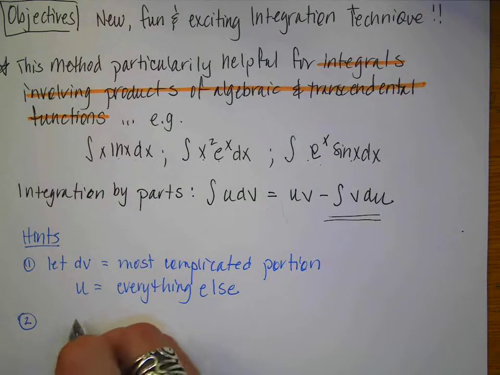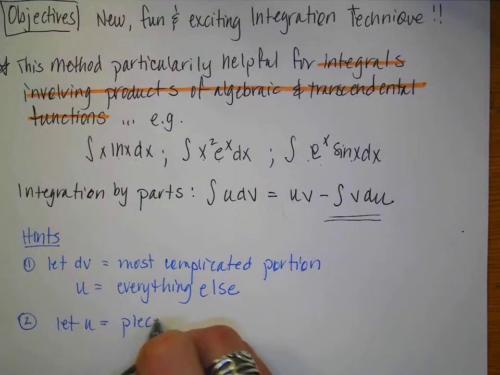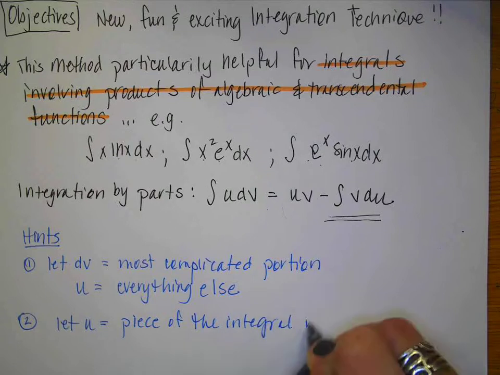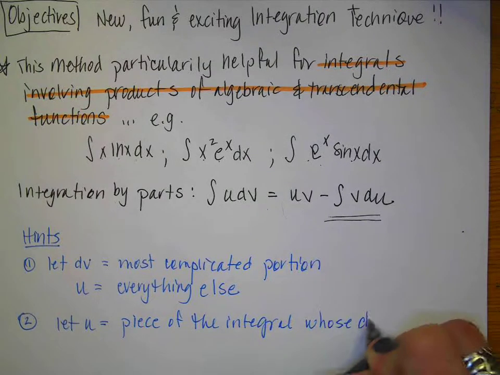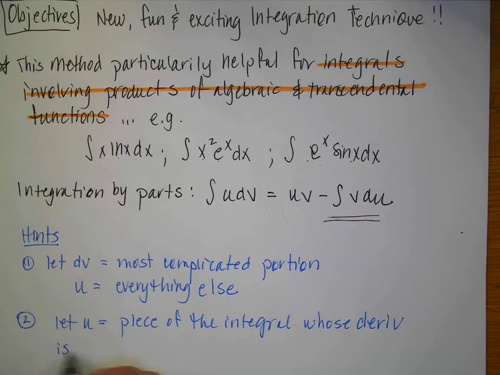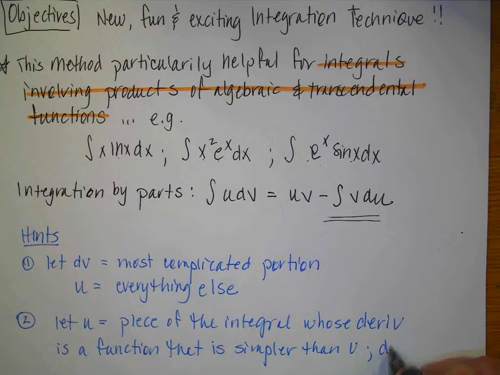Another hint would be to let u equal the piece of the integral whose derivative, and I know it sounds like there's a hurricane going on behind me, but it's the heater because it's cold, whose derivative is a function that is simpler than u, and then dv is everything else.